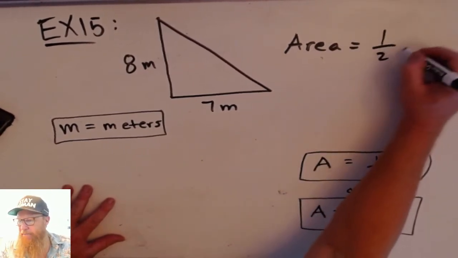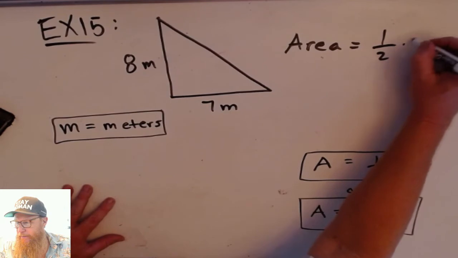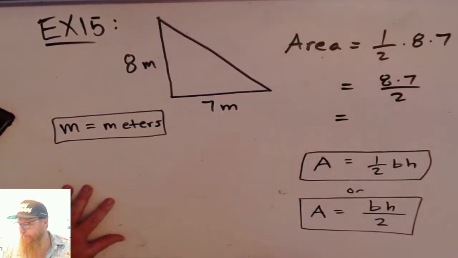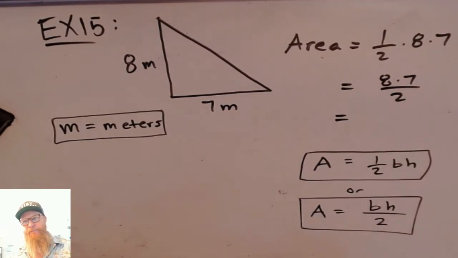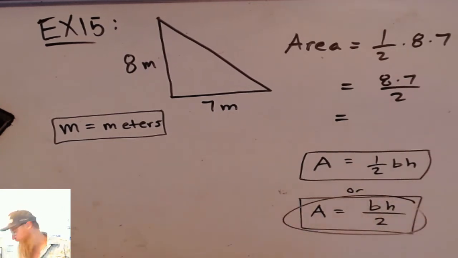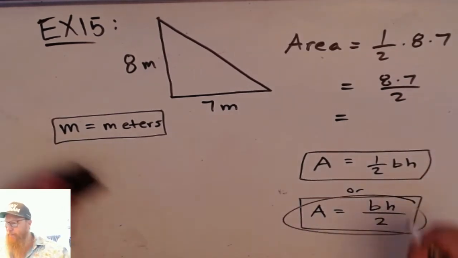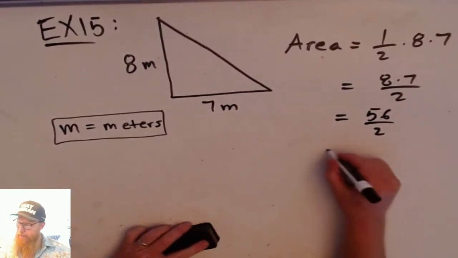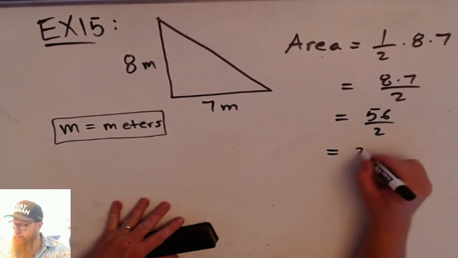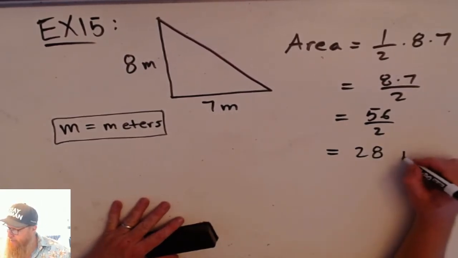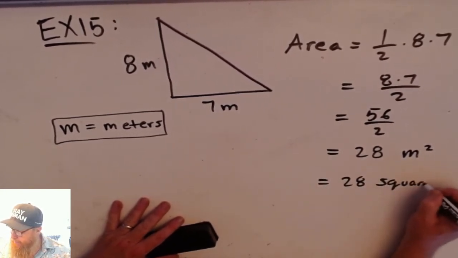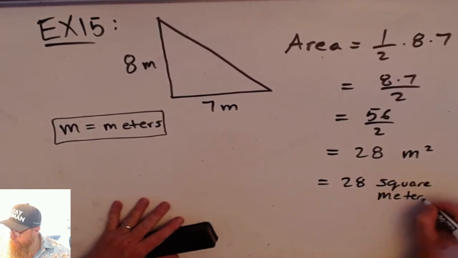That's 1/2 times 8 times 7, or 8 times 7 divided by 2. Doesn't matter. You're going to get the same answer either way. I actually like this version of it better. It's nicer. So that's going to be 56 over 2. Reduce that if possible. That's 28 meters squared, or you could say 28 square meters.